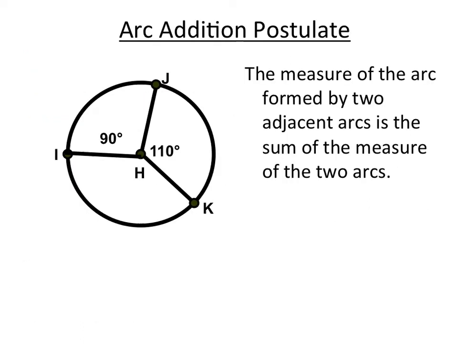Okay, so let's talk about the arc addition postulate. The arc addition postulate says the measure of the arc formed by two adjacent arcs is the sum of the measures of the two arcs. So if I have arc IJ and arc JK, and these are both formed by central angles, they're minor arcs, and we can see that the measure of this arc is 90, the measure of that is 110. Well, the measure of arc IJK then is going to be 200 degrees because it's the measure of the two little arcs. And that, of course, makes sense, but we need to spell that out so that you know that really that is how it works.